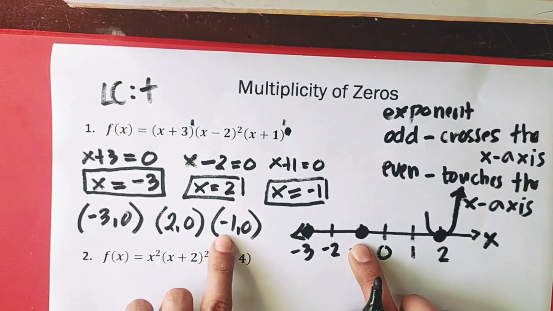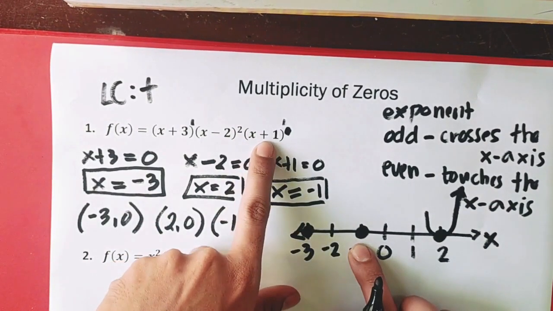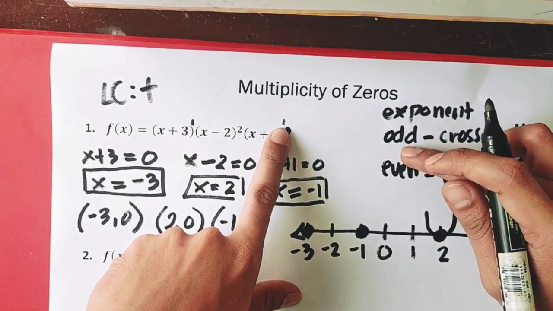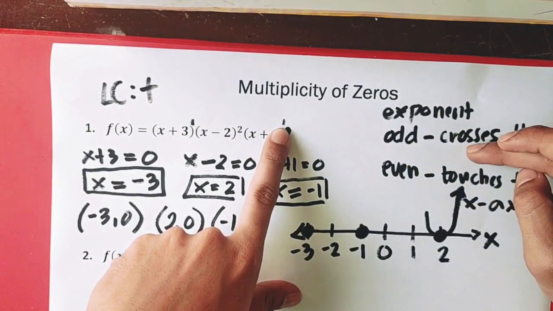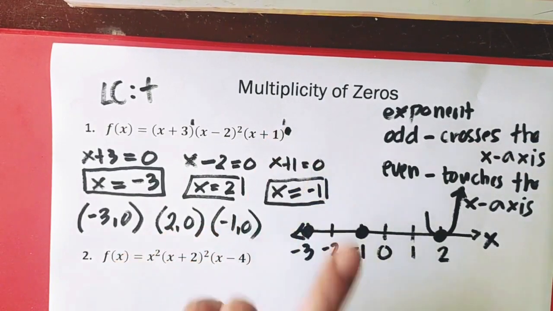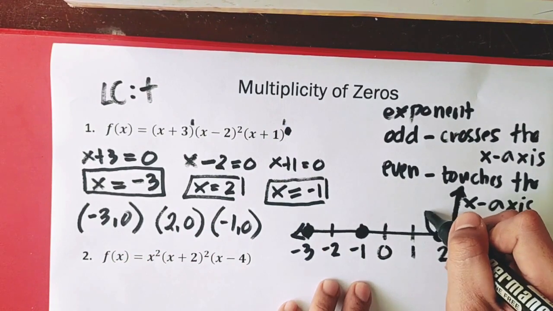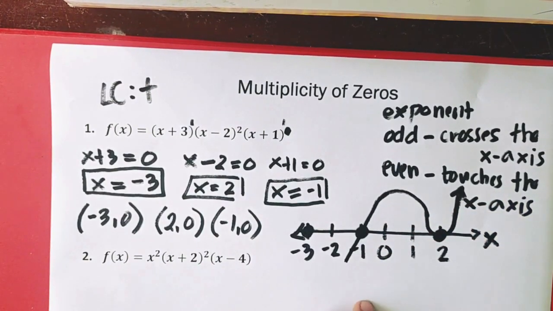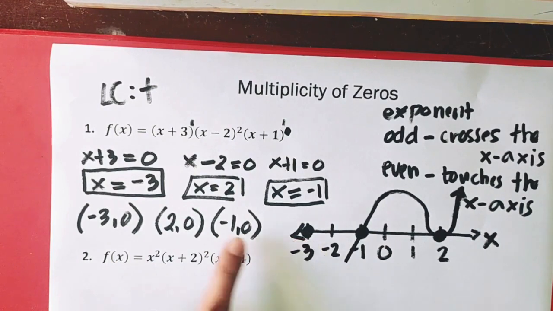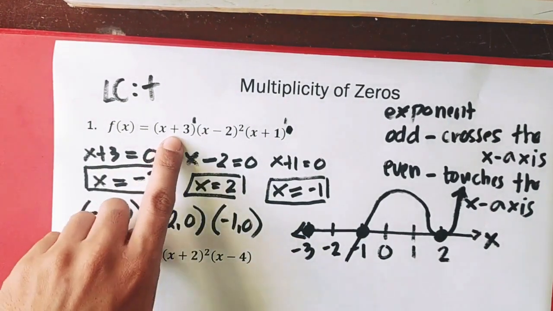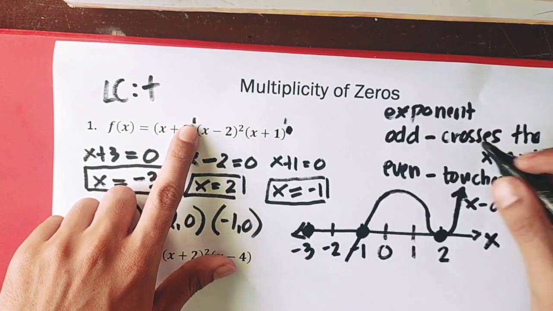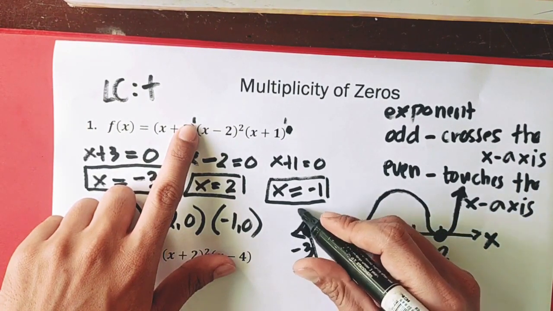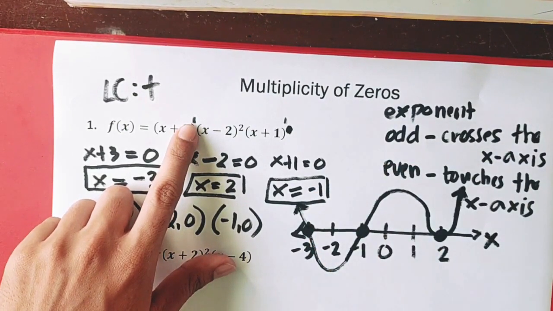Going to negative 1, it comes from this one, x plus 1. What is the exponent? It's 1, which is odd. If it's an odd exponent, it crosses the x-axis. So there's a turn here, and it will cross the x-axis, right? Going to negative 3, that's negative 3, 0. That comes from this one. What is the exponent? 1. So it crosses again the x-axis. So turn here, then it crosses. This is what the graph looks like.